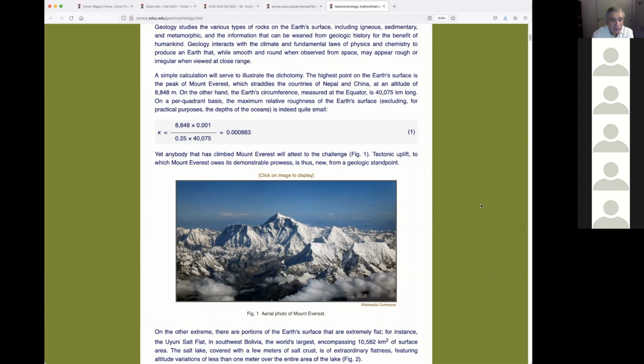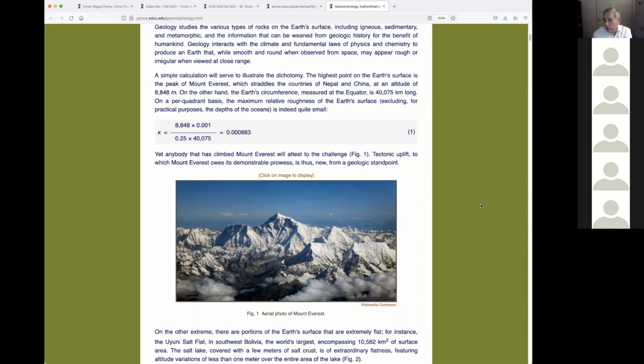8,048 meters converted to, what is this over here? I'm not quite sure what we did in here. At any rate, let me review this later. I think there's a mistake in there. How funny, I reviewed this this morning. At any rate, the roughness of the Earth is very small.